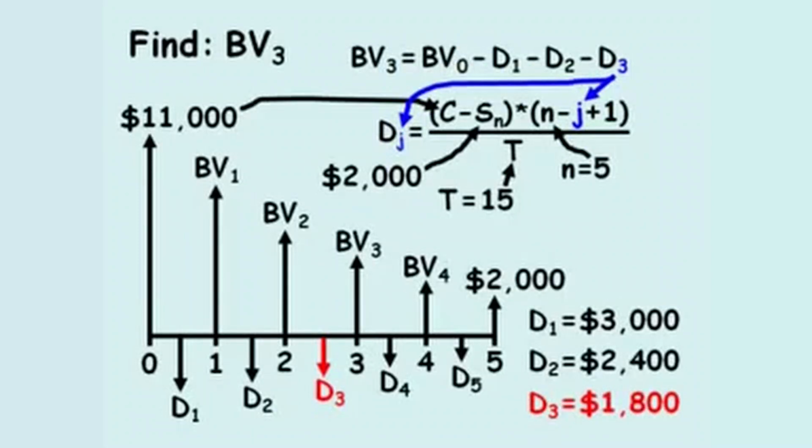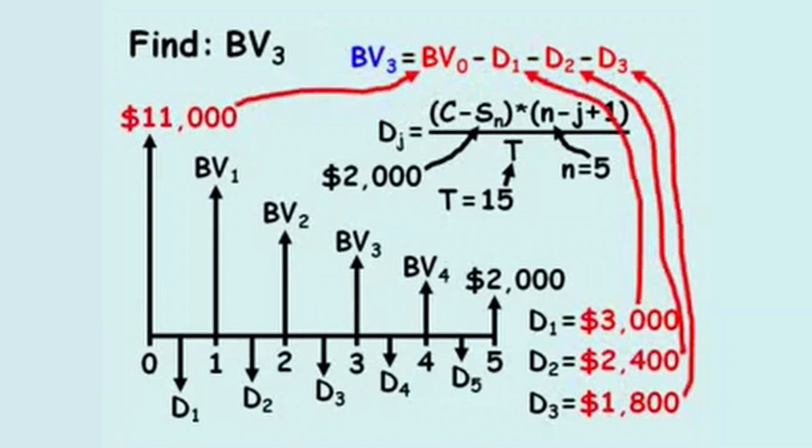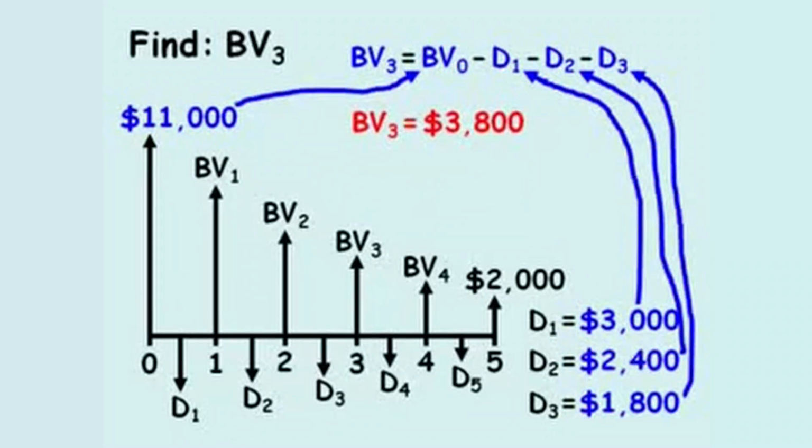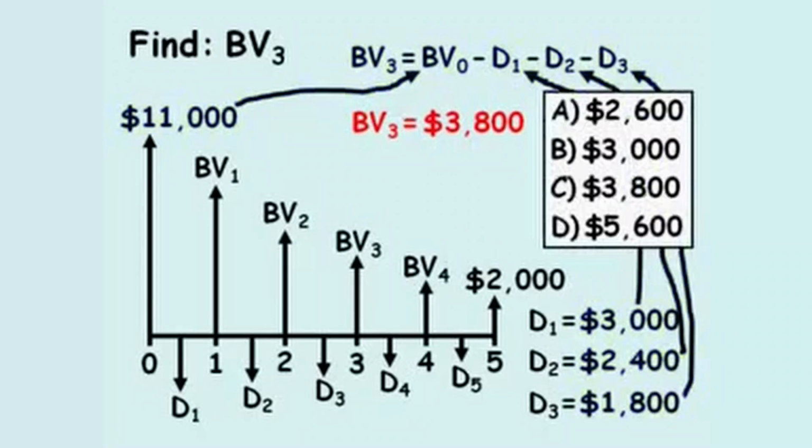Now we're ready to compute the book value at the end of the third year, BV3. After substituting in variables BV0, D1, D2, and D3, the book value at the end of year 3 equals $3,800. When reviewing the possible solutions, the answer is C.